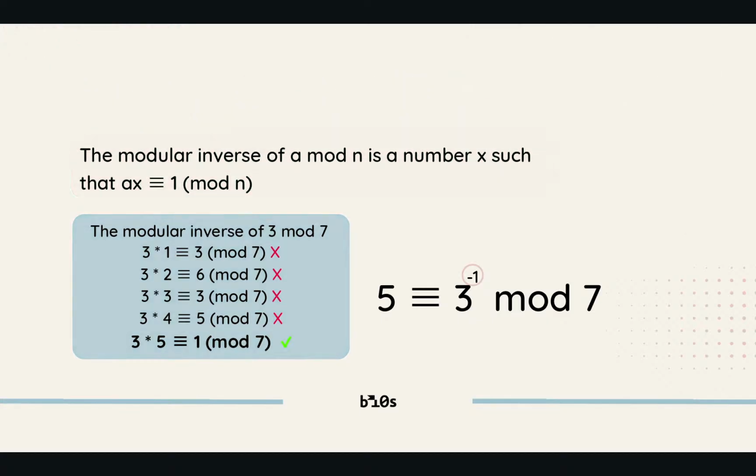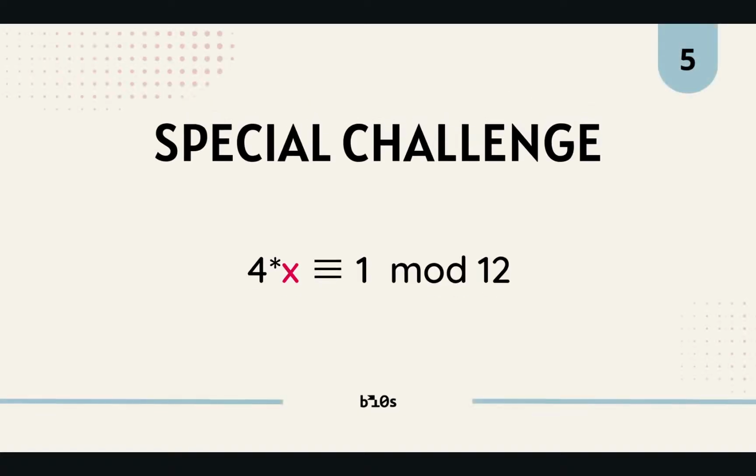So let's continue. I have a special challenge. I have this particular mod, which is 12, and I want you to find the inverse of 4. So what is the inverse of 4? The particular value x, such that when you multiply 4 with x, you get 1. This challenge is open to you guys. If you could help me find the value of x such that 4 into x is 1, please let me know. I'll give you 2 minutes.